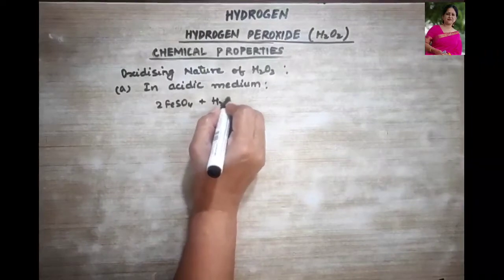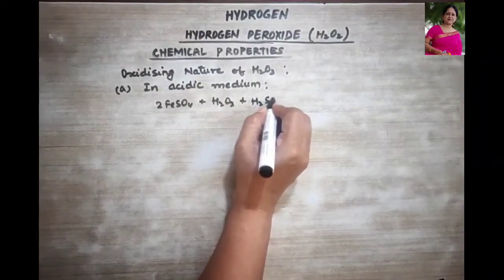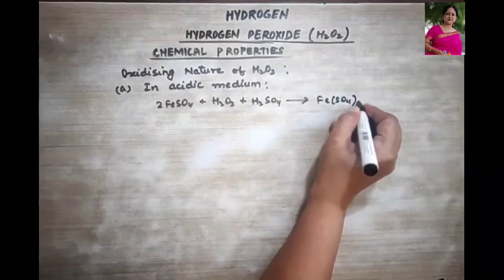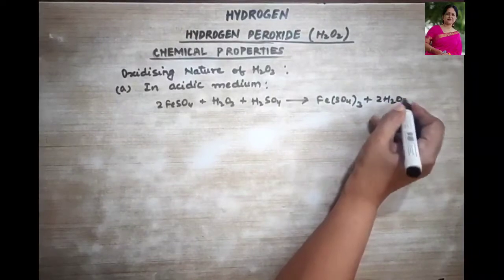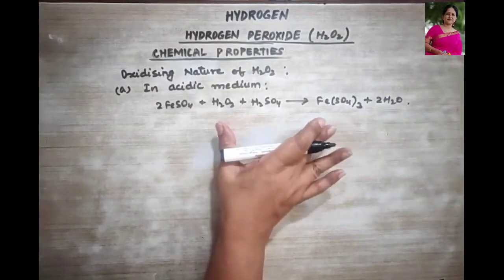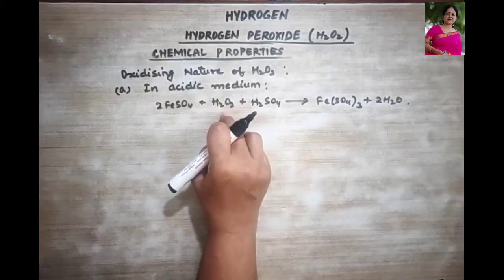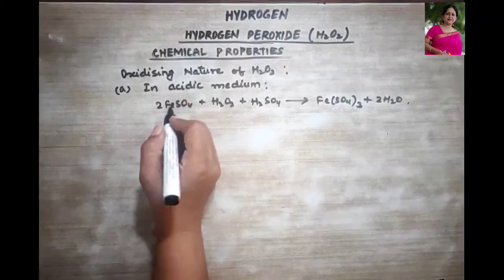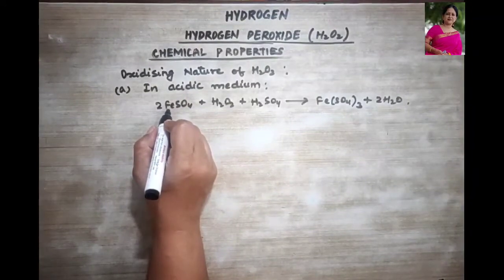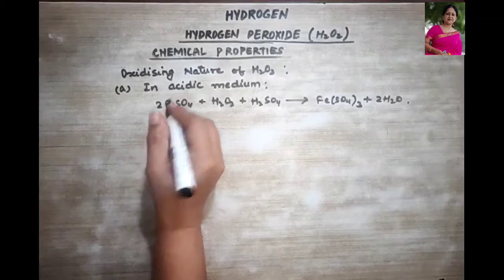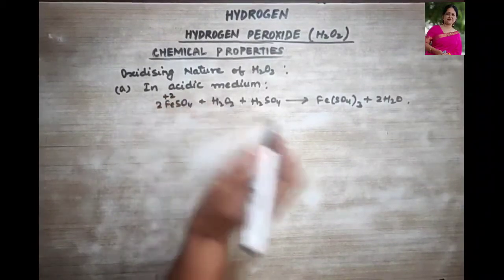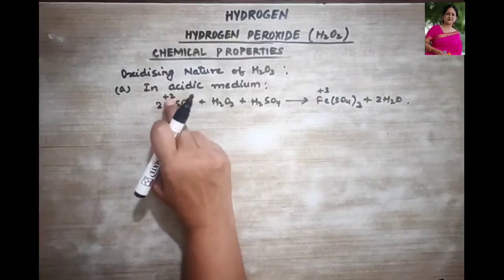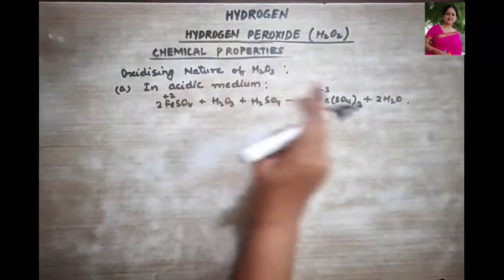like 2FeSO4 plus H2O2 plus H2SO4 is going to give us Fe2(SO4)3 plus 2H2O. So understand, how can we say that hydrogen peroxide is showing its oxidizing nature over here? So let us look at the oxidation state of iron in ferrous sulfate. Over here it is +2, and over here in ferric it is +3. So what is happening? The oxidation state is increasing from +2 to +3.